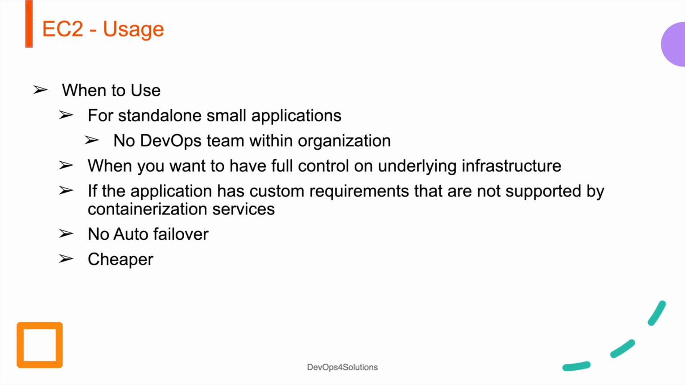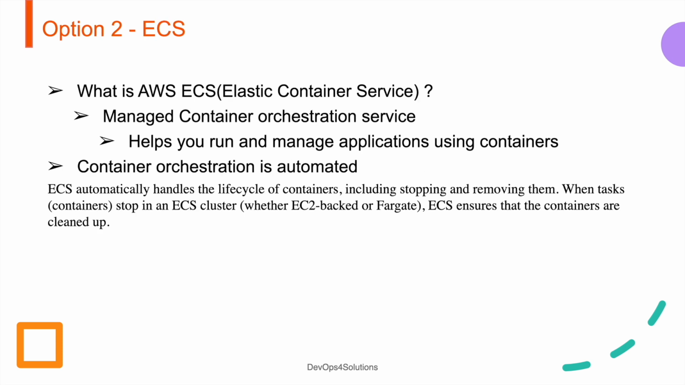Now we will explore the second option, which is ECS. On top of EC2, now the ECS comes, which is Elastic Container Service. So this is a managed container orchestration service. It helps you to run and manage applications using containers. And in this, the container orchestration is automated.